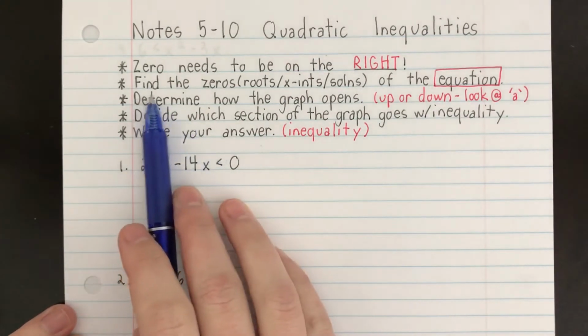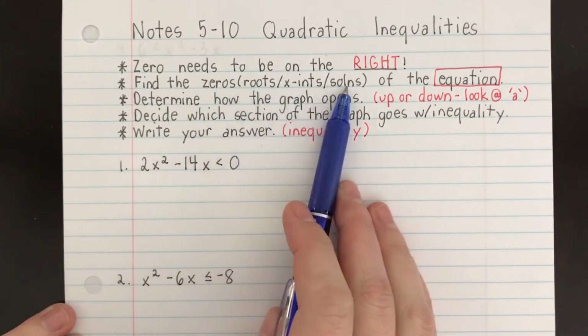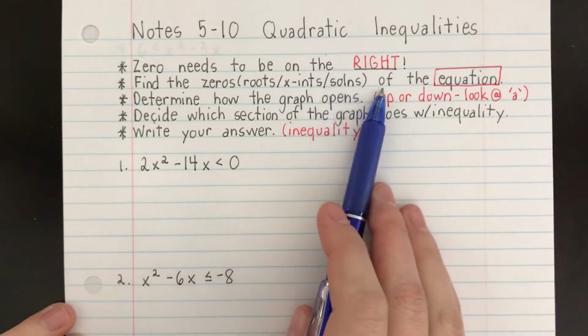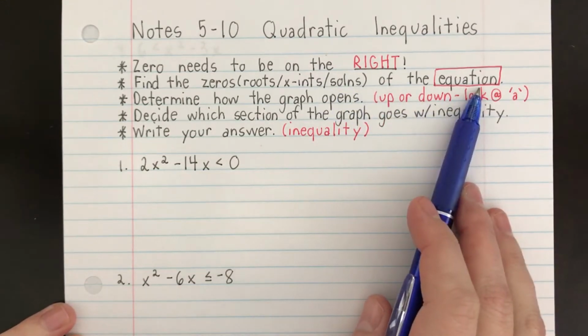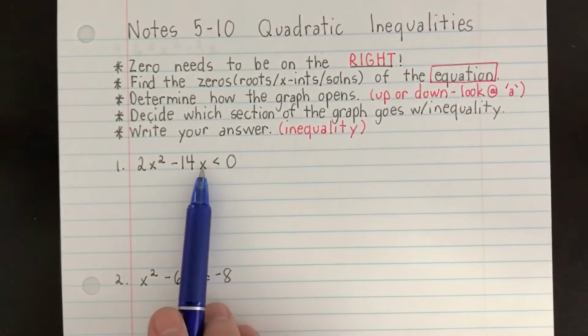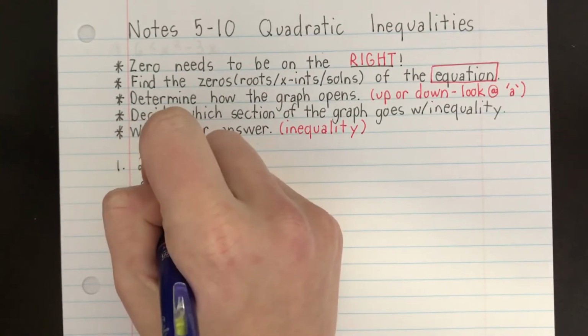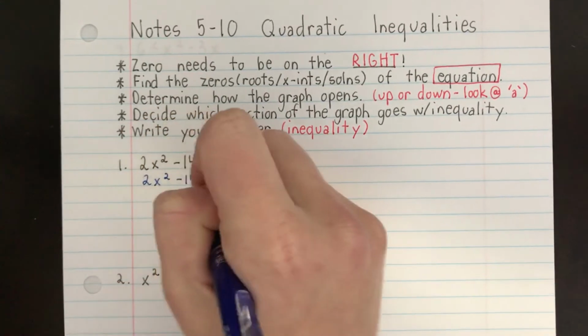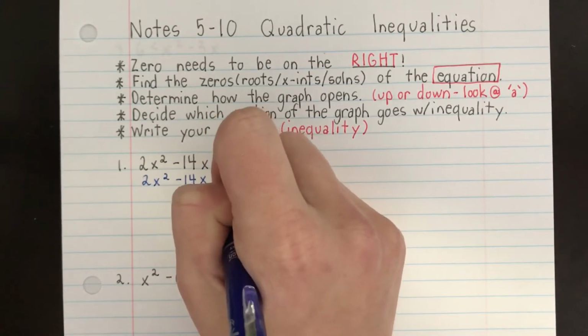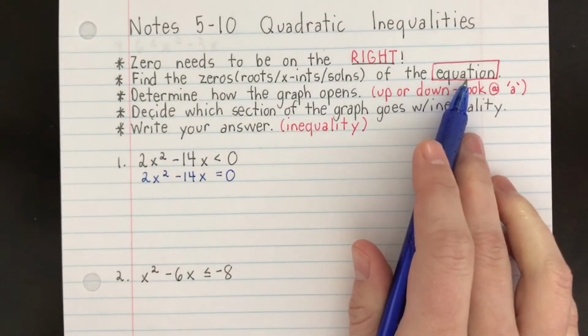Yes. Then we're going to find the zeros or roots, x-intercept solutions, however it is asked of you, of the equation. Okay, I boxed that in red for a reason. You have to look at the equation here, not the inequality. So our first step is going to be to change this inequality sign to an equal sign. So now let's find the zeros of this equation.